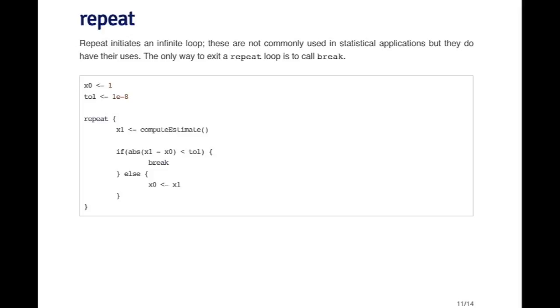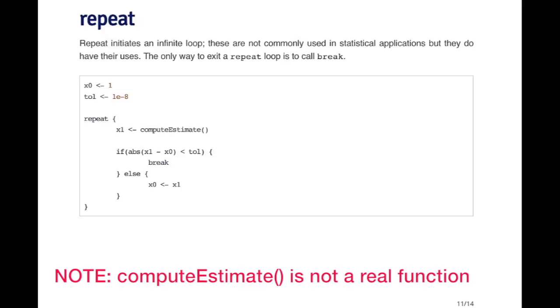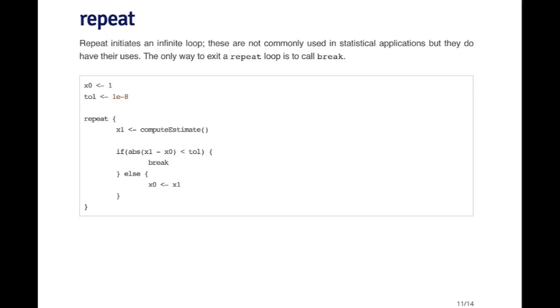So here is a pretty simple example. Here I'm initializing a value of x0 to be 1, and I'm setting what I think of as a tolerance to be 10 to the minus 8th. And then I'm going to repeat the following structure. Basically, I'm going to imagine that there's some function that computes an estimate for x, and then I'm going to call that x1. And if the absolute value of the difference between x1 and x0 is less than some tolerance, so in this case 10 to the minus 8th, then I'm going to stop the loop and move on to the next bit of code.